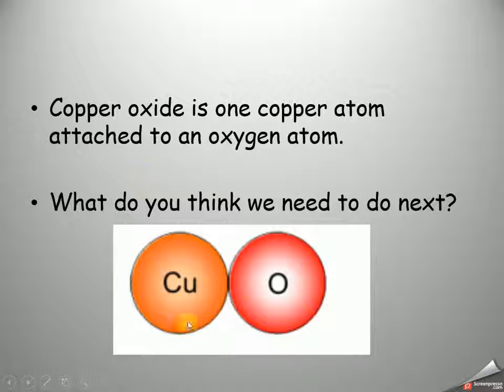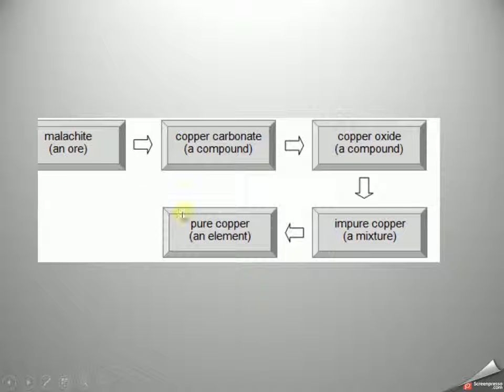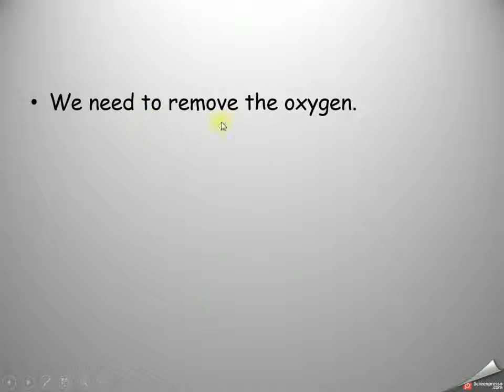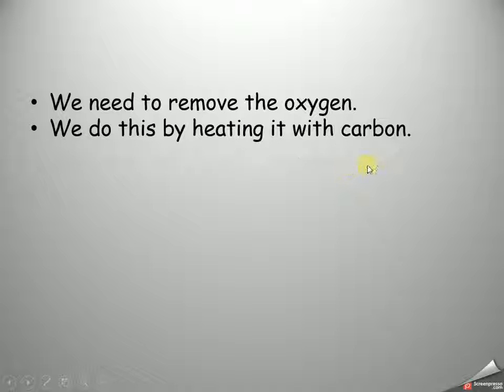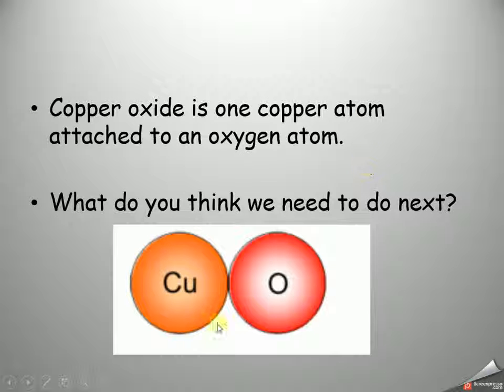What do we need to do next? That's right, we need to be able to get pure copper from this, so we need to take the oxygen off it. How do we do that? Well, we heat it up with carbon to remove the oxygen. What gas is produced? Imagine heating this up with carbon. What is made? Carbon dioxide, isn't it?